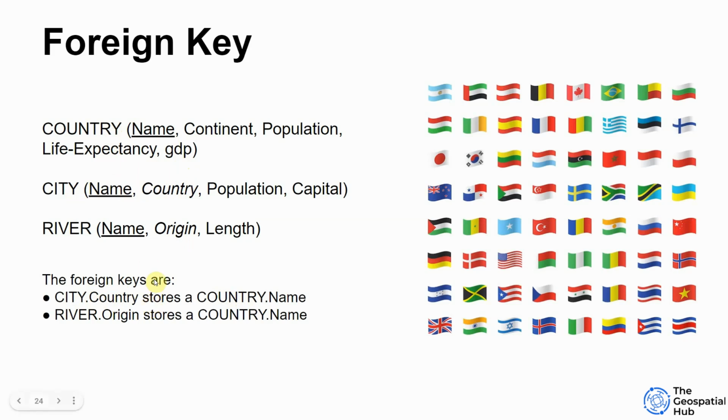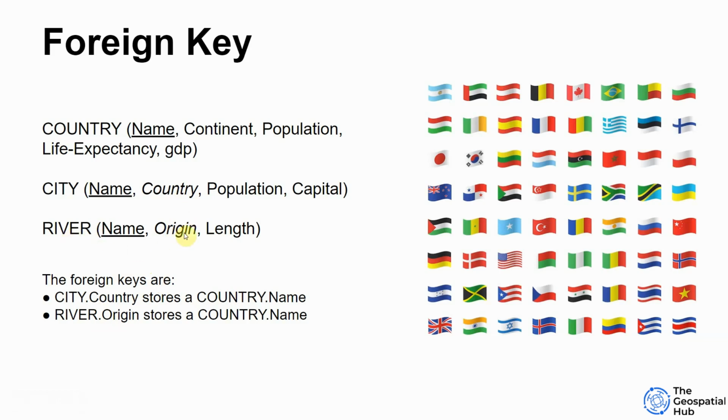So this is a way we can have a link, a kind of join, right? We can use these similar attributes to join the city and the country together. The same thing goes for the river.origin, right? The river.origin is a foreign key. It's a foreign key in the rivers table.